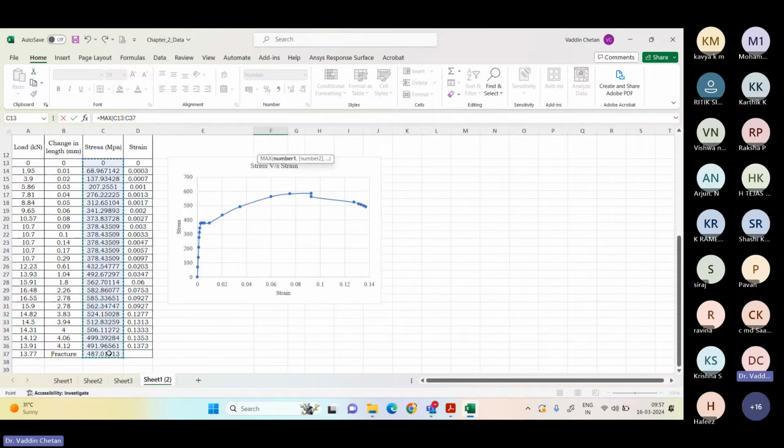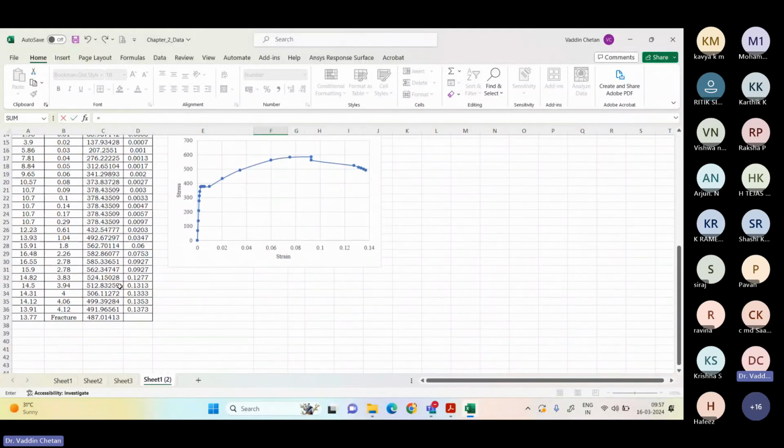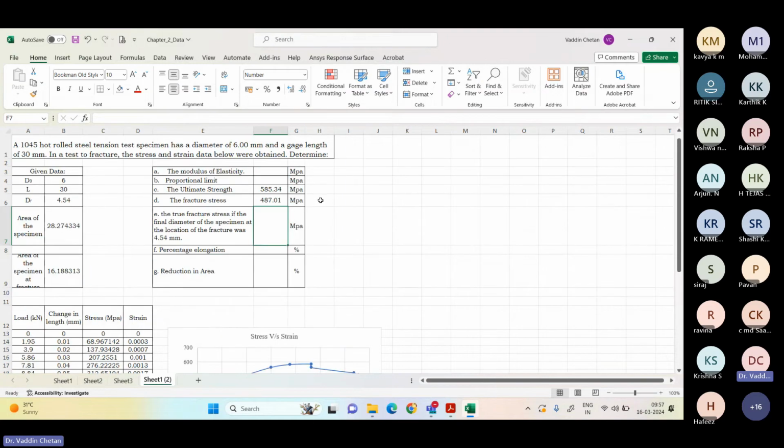So automatically it takes the maximum value. So the ultimate tensile stress is 585.34 megapascal, and the fracture stress, the stress at the fracture, is 487 megapascal, right?